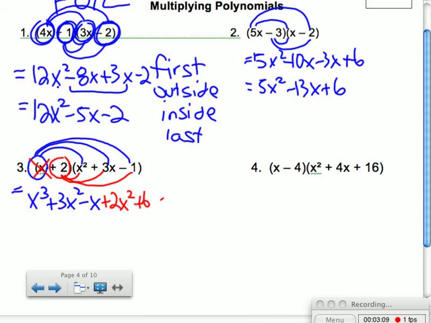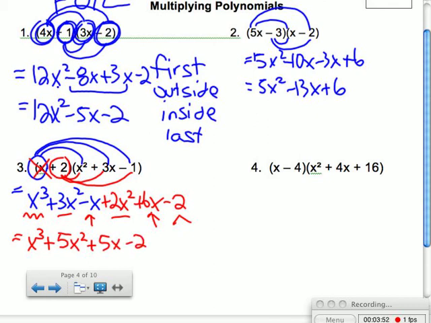And now you're just going to go ahead and collect your like terms. So x cubed, that's alone. You have 3x squared and 2x squared, so you're going to put those together. You have minus x and plus 6x. You can put those together. And then you have the 2 that has no like terms either. So when you put this all together, you get x cubed plus 3x squared plus 2x squared, so plus 5x squared, minus x plus 6x, so plus 5x, and then minus 2 in the end. And you're finished.